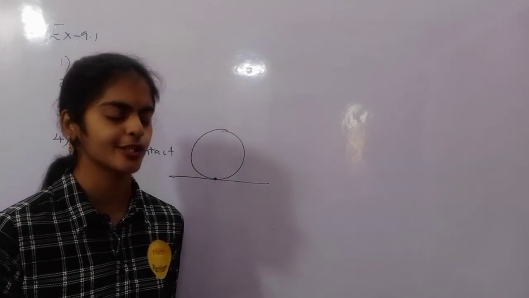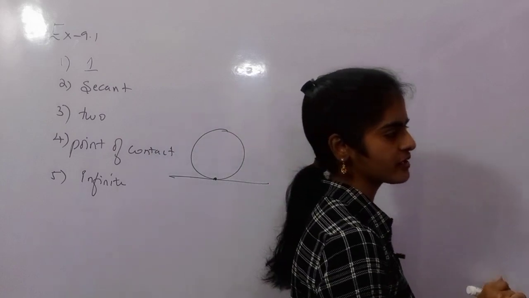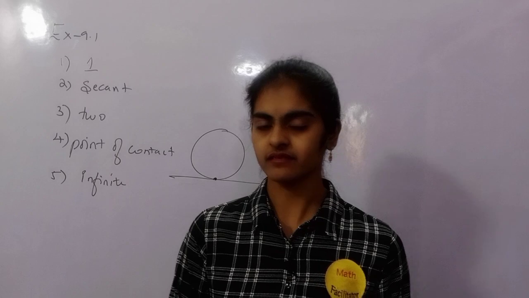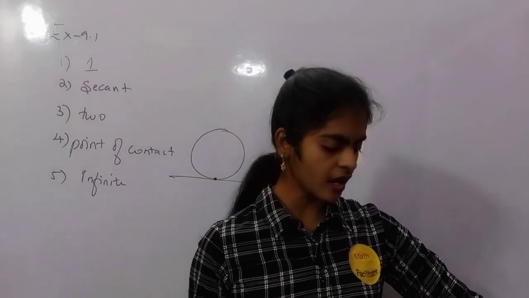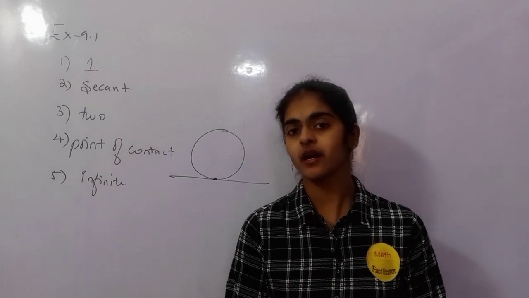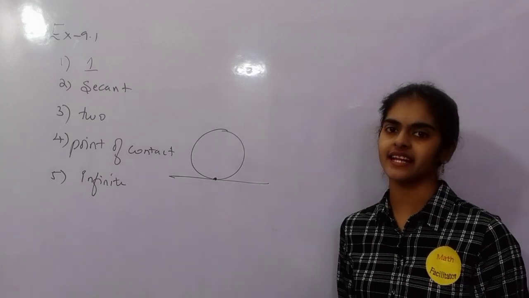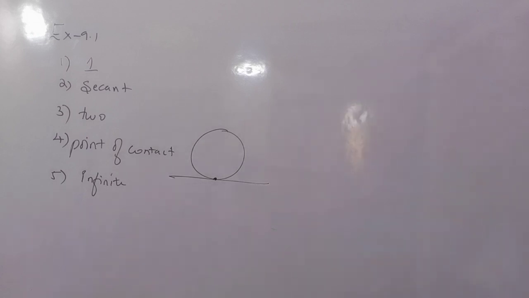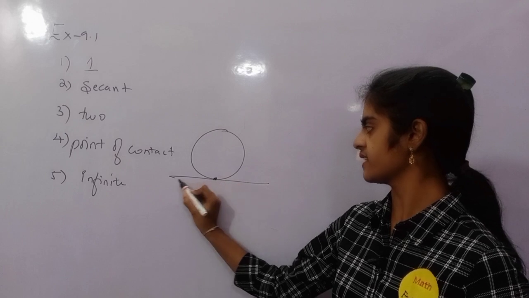Now I will ask you one question. Please answer me now in the chat box. How many tangents can I draw from a point on the circle? From a point on the circle, how many tangents can I draw? I can draw only one tangent. If I take a point on the circle, I can draw only one tangent.